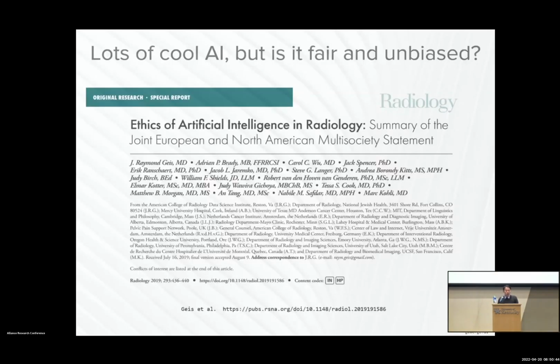So AI is everywhere. There's lots of cool AI, but is it fair and unbiased? This is a paper put out by a lot of the thought leaders in radiology, talking about the ethics of AI in radiology. And it says the things that you would expect, right? AI should be transparent, dependable. It should minimize harm and bias. So there are lots of us thinking about this topic.